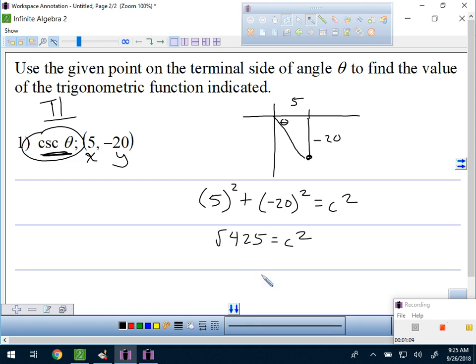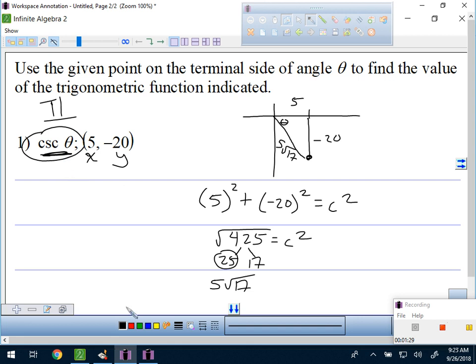Now, here's what you have to be on the lookout for. You have to ask yourself, well, can I simplify that any? Turns out you can. You can break down 425 into 25 and 17. And so when you do that, we know the square root of 25 is 5. The 17 gets left behind, so that gives me 5 radical 17.